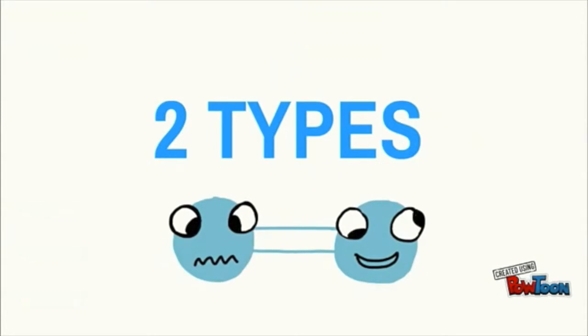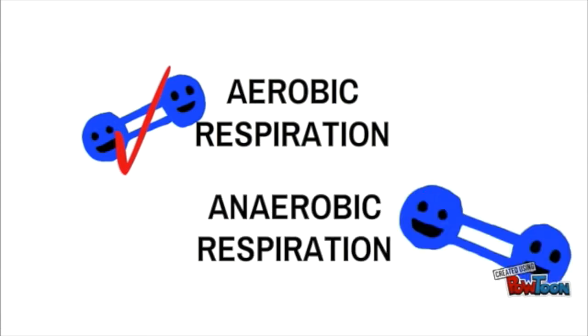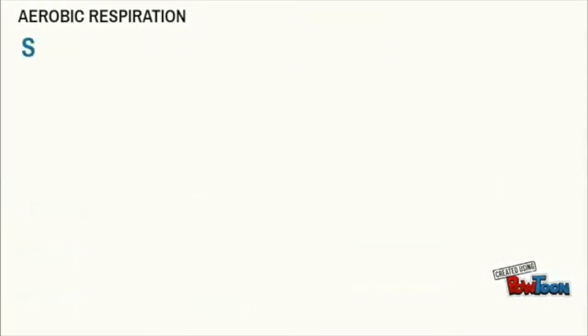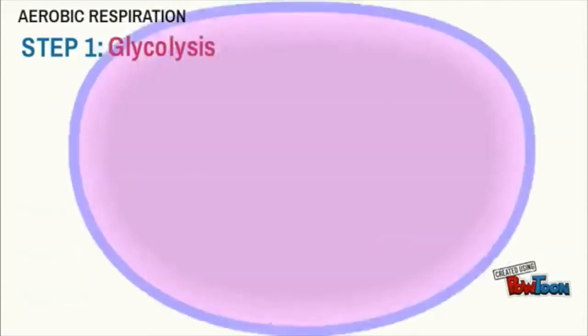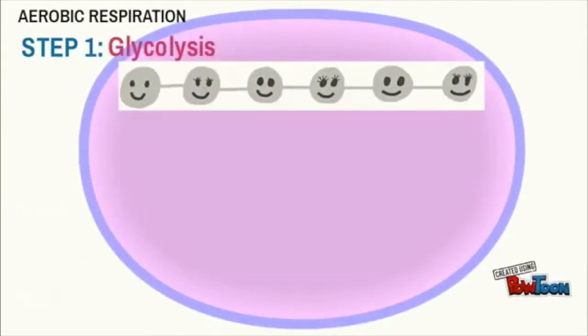It is the energy produced through cellular respiration. Cellular respiration can be classified into two types depending on the need for oxygen. Aerobic respiration occurs in the presence of oxygen, while anaerobic respiration occurs in the absence of oxygen. Aerobic cellular respiration involves three major steps. The first step is glycolysis, which takes place in the cytoplasm and commonly begins with the simple sugar glucose.